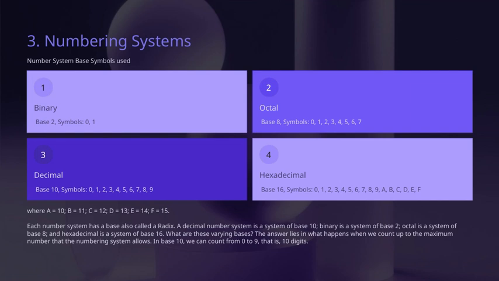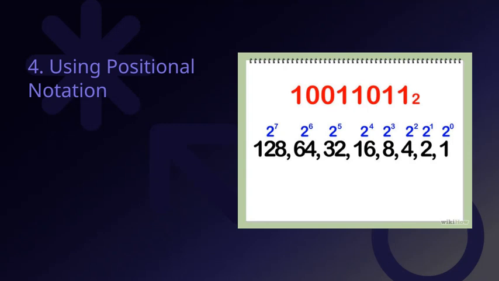computing contexts. Now, let's move on to the next important concept, using positional notation. This is a fundamental idea in how we represent numbers, especially in different number systems.